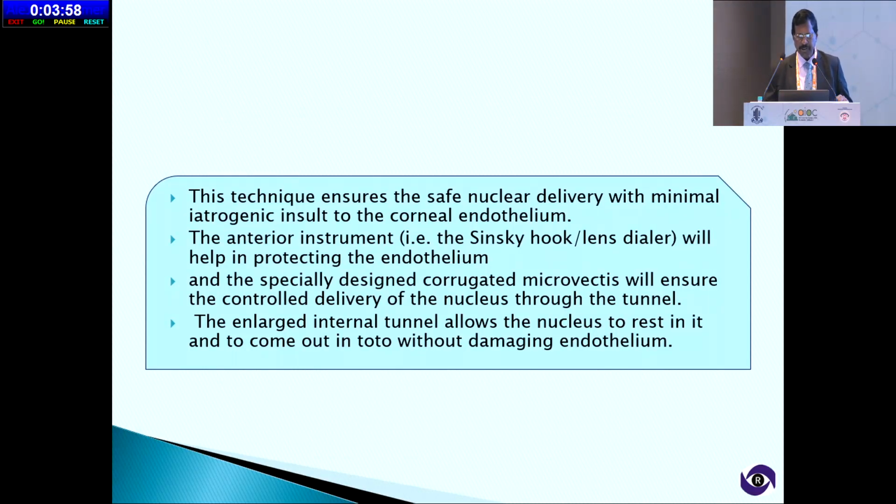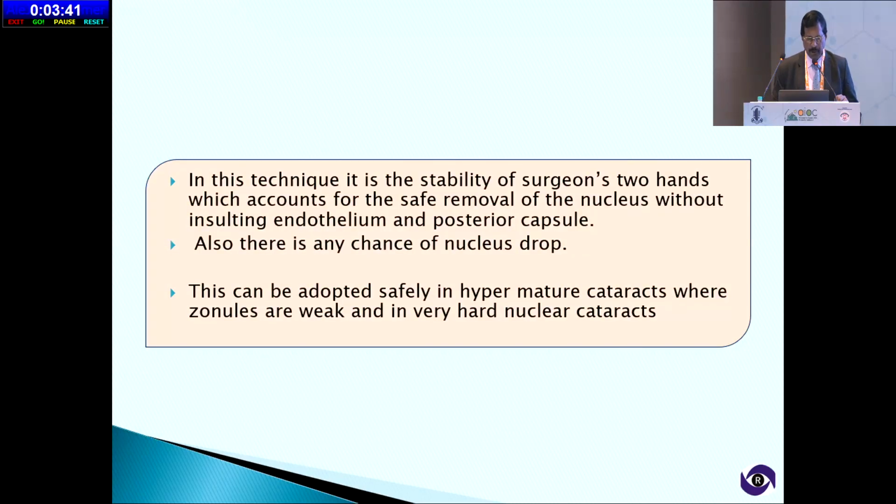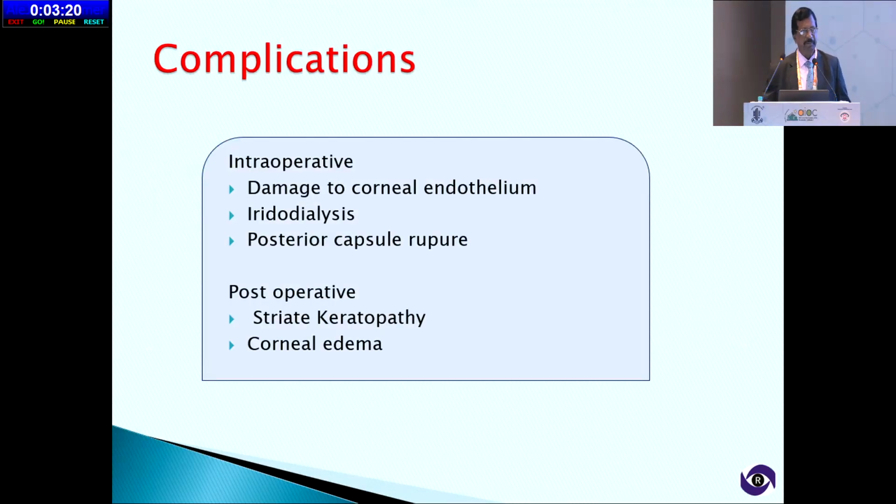The entry instrument in SICS will help protect the endothelium, and the specially designed corrugated microvectis will protect your posterior capsule, so that you will not injure the posterior capsule while delivering the nucleus. The enlarged internal tunnel allows the nucleus to rest in it and come out whole without damaging the endothelium. In this technique, the surgeon uses two hands, which accounts for the safe delivery of the nucleus without injuring either the endothelium or posterior capsule. There is also little chance of nucleus drop, because everything is visible and you are seeing it. So this can be adapted safely in hypermature cataracts where zonules are weak and in very hard nuclear cataracts. Complications are very, very minimal.